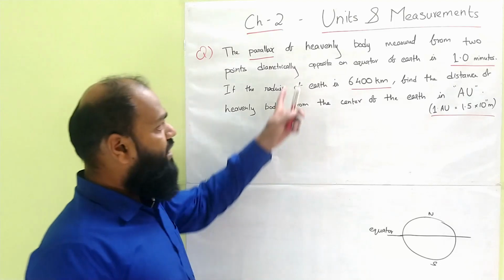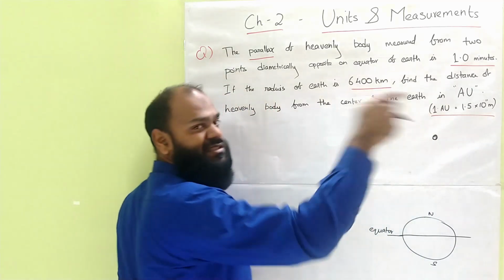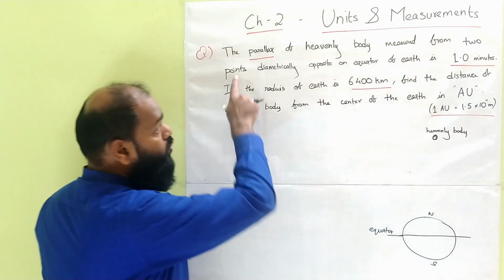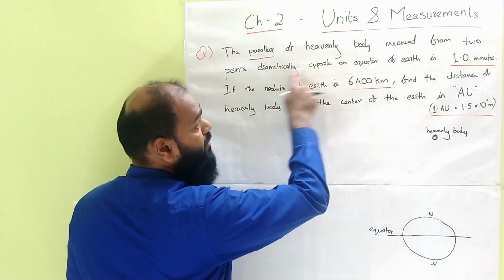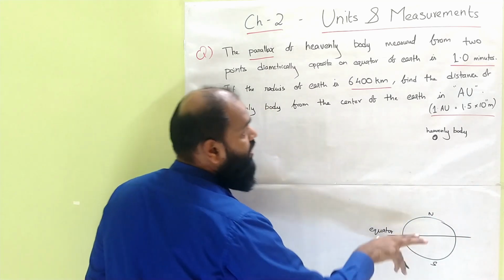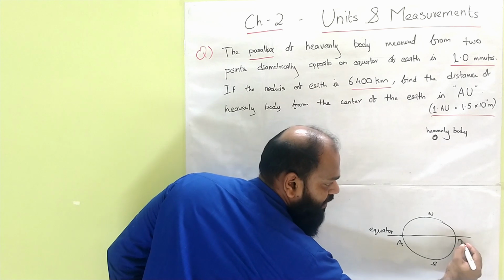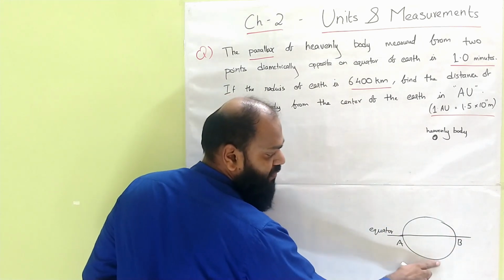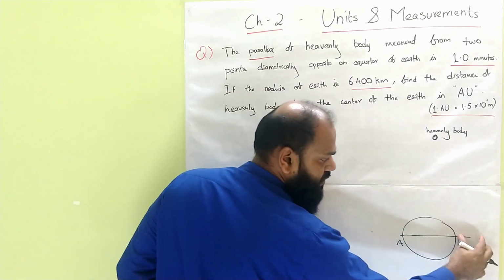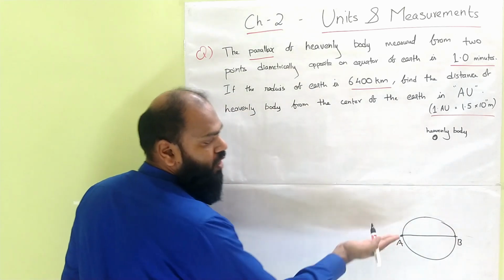So for this problem it is given that a heavenly body, a small body at a farther distance, has its parallax measured from 2 points diametrically opposite. One is here and another one is here, the diametrically opposite points on the equator of the Earth. Let this point be A and the other point be B. I'm rubbing out the other information so that it doesn't confuse us while solving. So we got 2 points A and B, diametrically opposite on the equator.